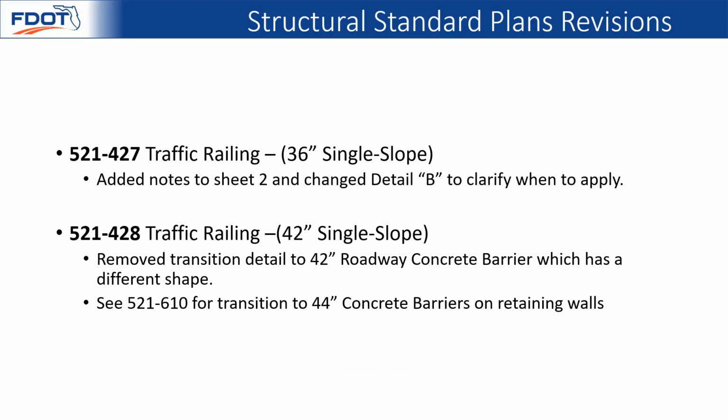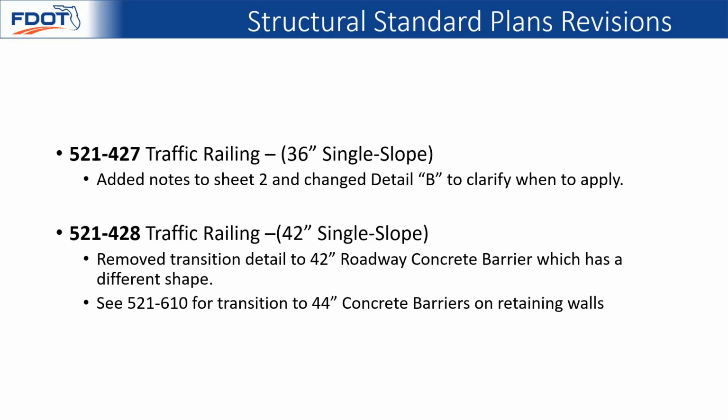Additional changes were made to some of the traffic railing standards for the 36-inch single slope. Some notes were added to sheet 2 and detail B to clarify when to use the height transition. And on the 42-inch single slopes, the transition to the 42-inch roadway concrete barriers was removed.